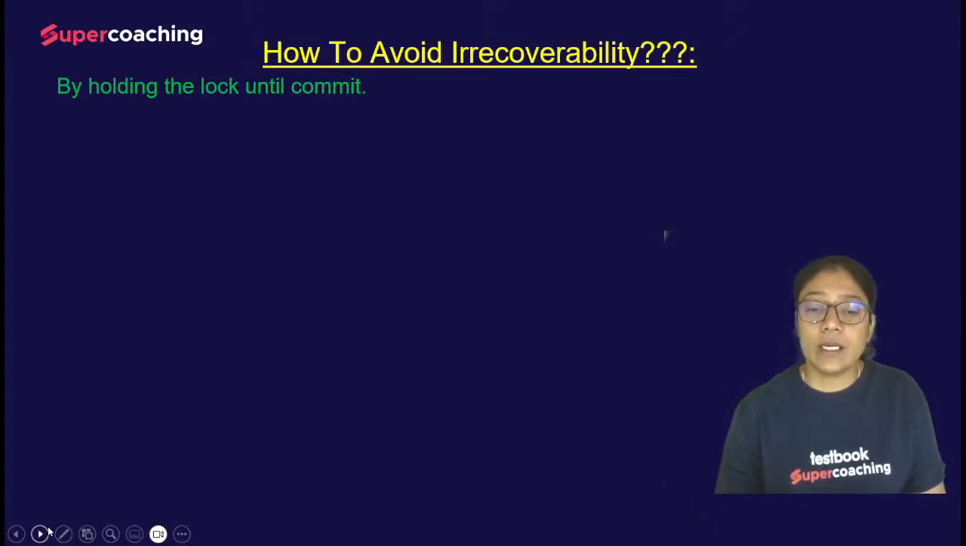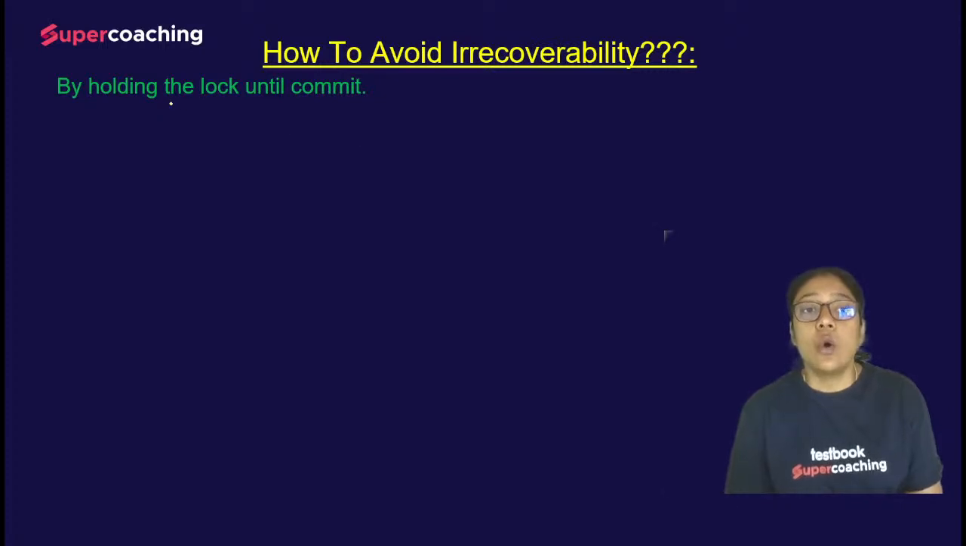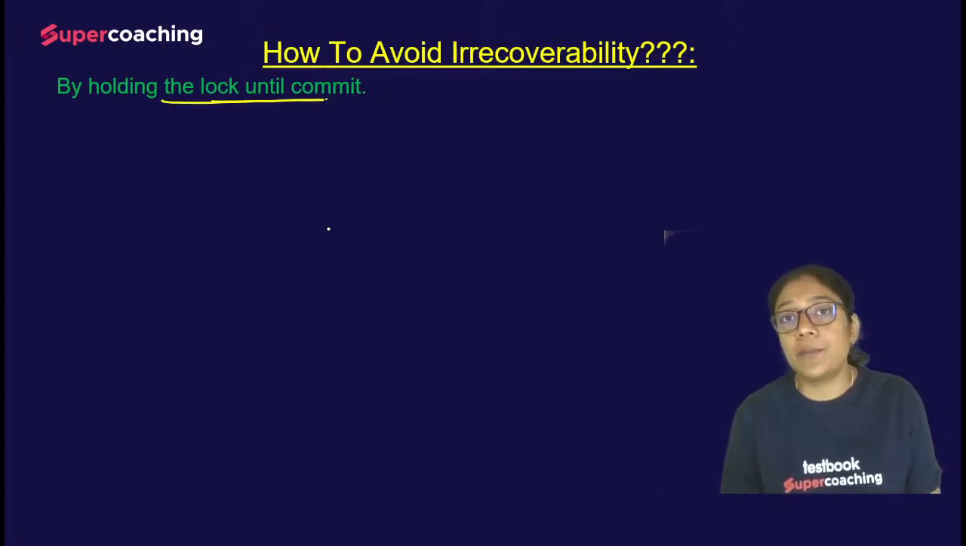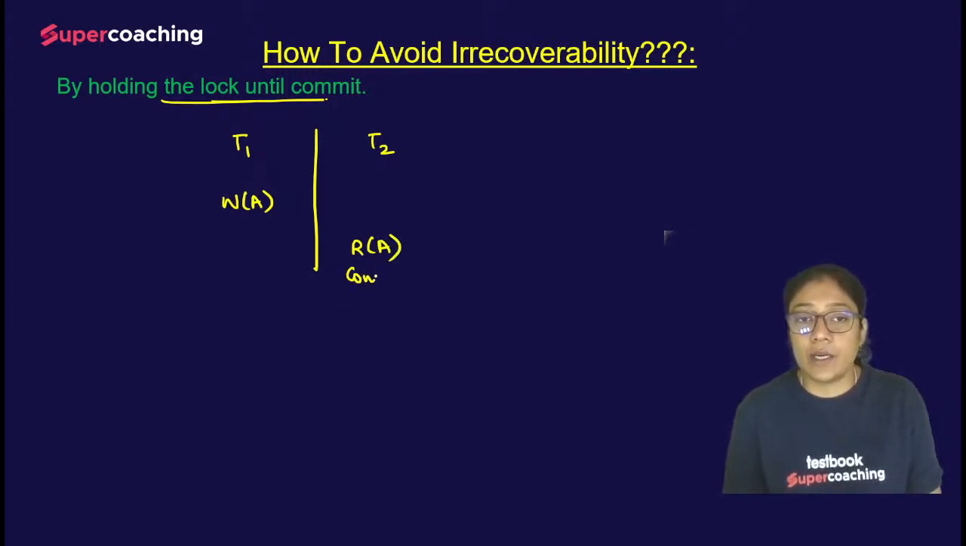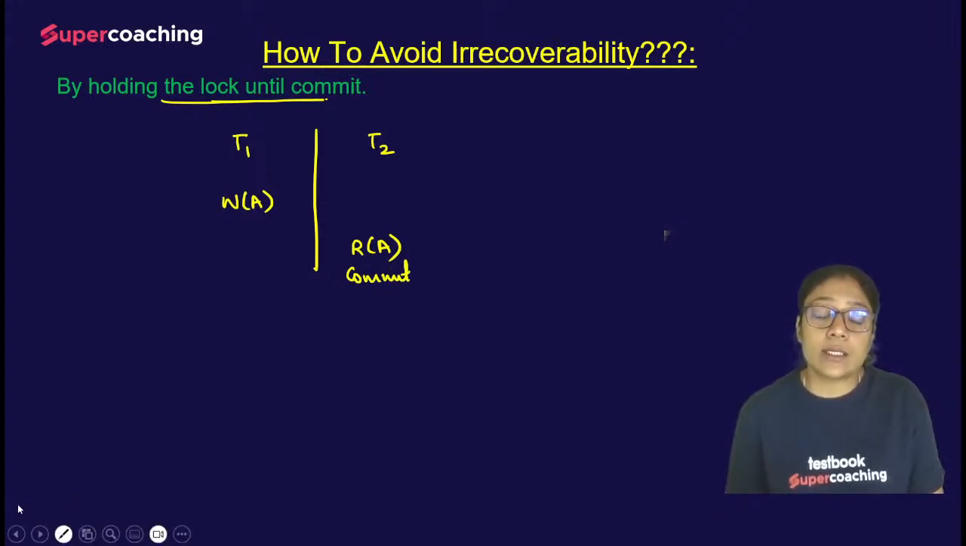So what is the way to avoid irrecoverability? Why is irrecoverability coming? Because we are reading a value which is not committed. So here the solution is: hold the lock until it gets committed. That is, if we have T1 and T2, T1 has performed a write operation and T2 wants to perform a read operation, and T2 is committing first. This is an irrecoverable schedule.